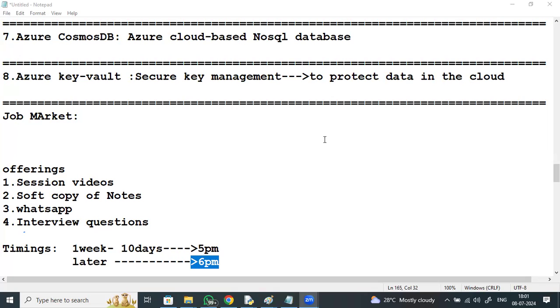Someone was asking about the prerequisites. If you want to go for Azure Databricks with PySpark, some basic Python is required. Basic SQL knowledge is required. Basic SQL and some basic Python. Yes, Sheikh Akram, I'll be providing that.